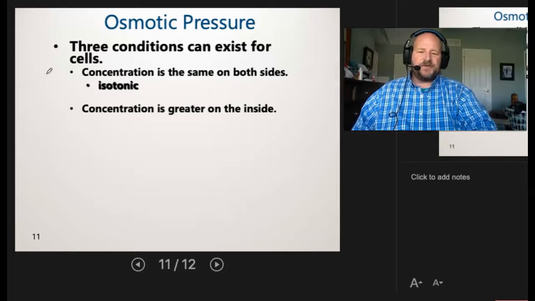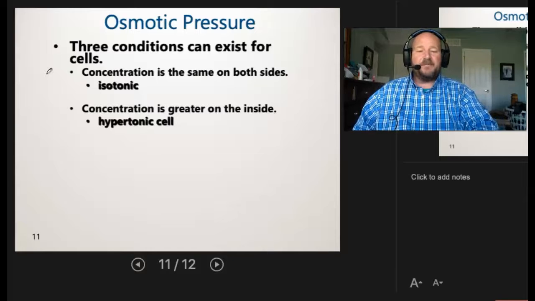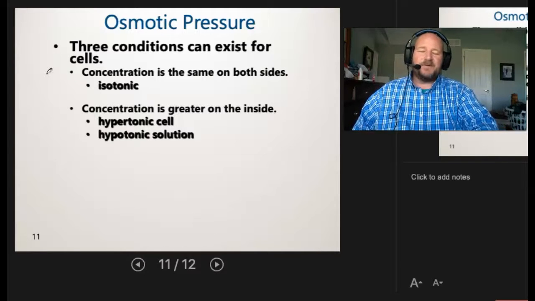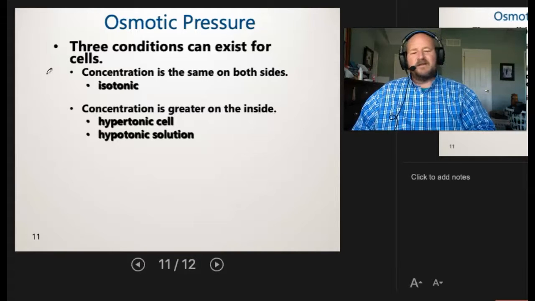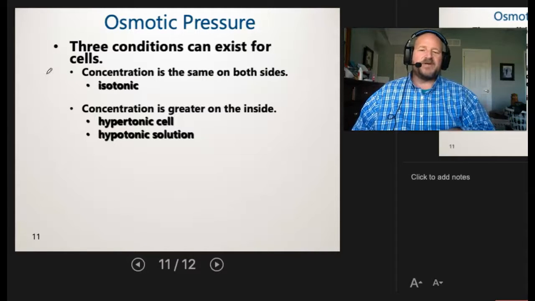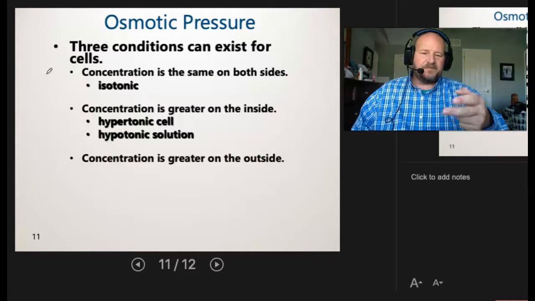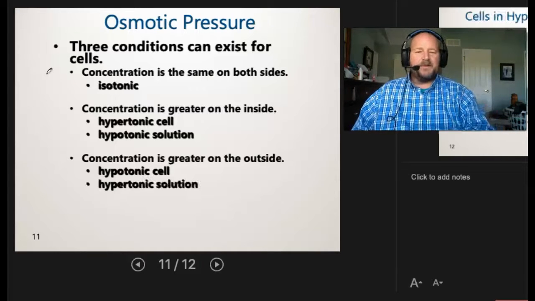Okay. The concentration could be greater on the inside of the cell. That means we're going to have a hypertonic cell or a hypotonic solution. So if the concentration is greater on the inside of the cell, it's a hypertonic cell, right? If you have a hypertonic cell, then you have to have a hypotonic solution. If the concentration is greater on the outside, we're going to flip those prefixes, right? So now we have a hypotonic cell because we have a hypertonic solution, right?